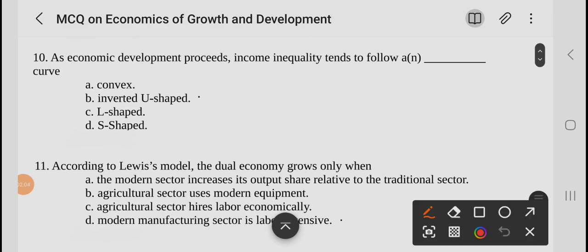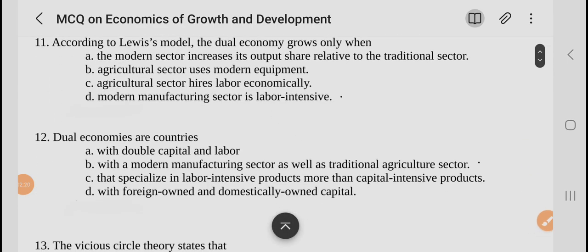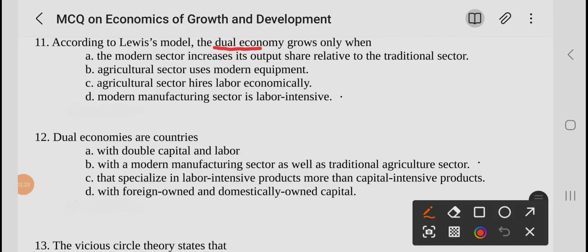As economic development proceeds, income inequality tends to follow an inverted U-shaped curve. According to Lewis model, the dual economy grows only when modern manufacturing sector is labor intensive. Next one, dual economies are countries with modern manufacturing sector as well as traditional agriculture sector also.